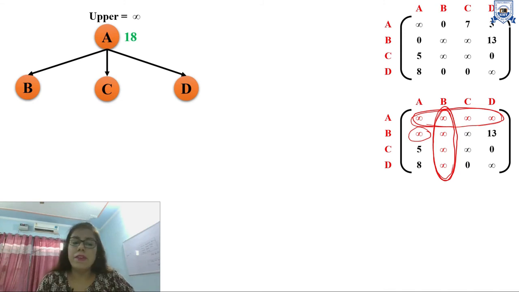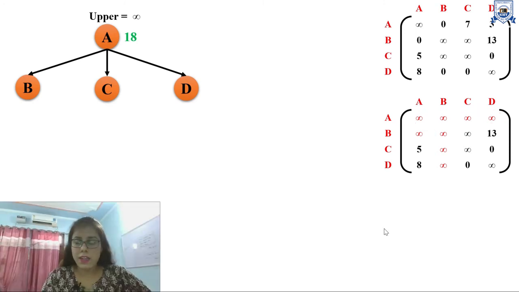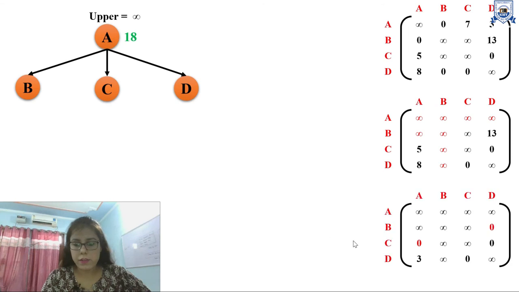Now again we will reduce it. As you can see, there is no 0 in this row, and there is no 0 in this column. So I'm going to reduce my matrix again. Now I'll come to a reduced matrix by subtracting 13 and 5 correspondingly. Now the resultant adjacency matrix is this, and the reduction cost is 13 plus 5, that is 18.